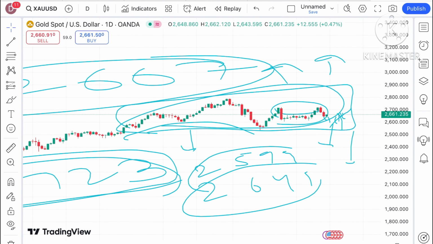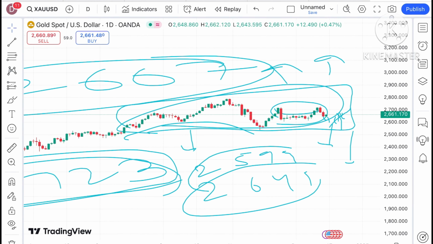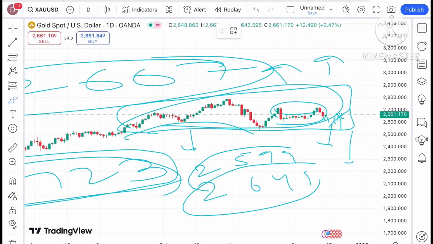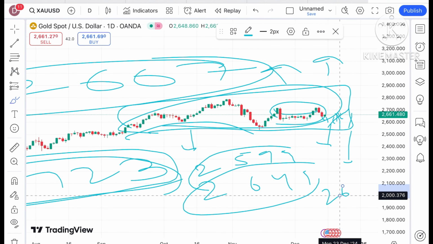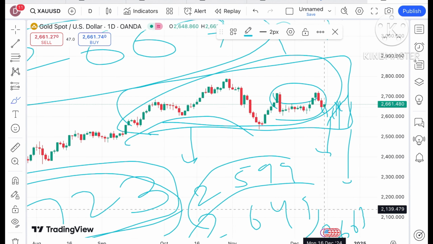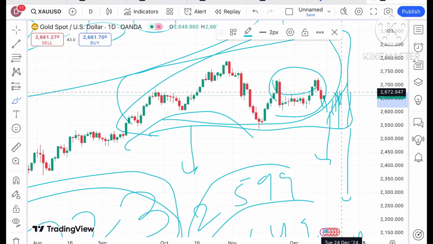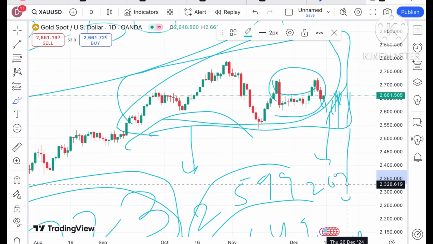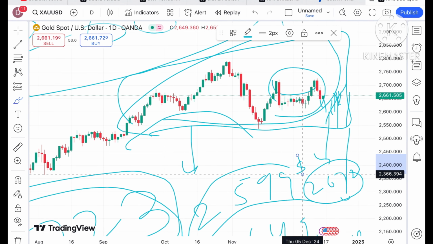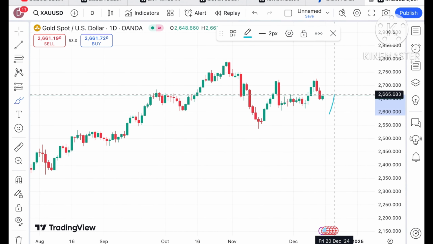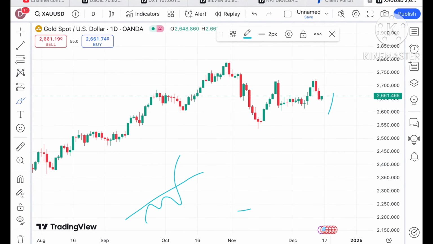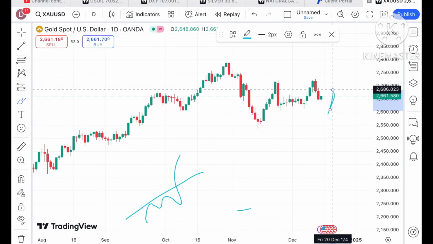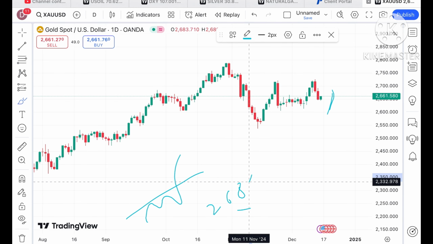Coming back again to the gold price, suppose the price sustains this particular level, chances are very high that it can go towards a level of around $2663. If the price keeps moving above this level, chances of crossing a level of 2672 will be there. If the price starts sustaining above 2672, because this level is already being tested, chances of crossing this level we can see, and then it can move towards a level of $2686.